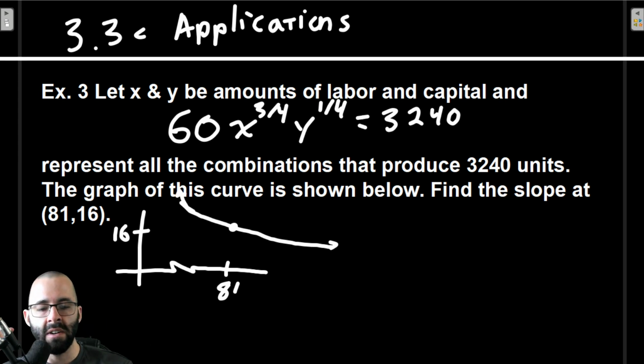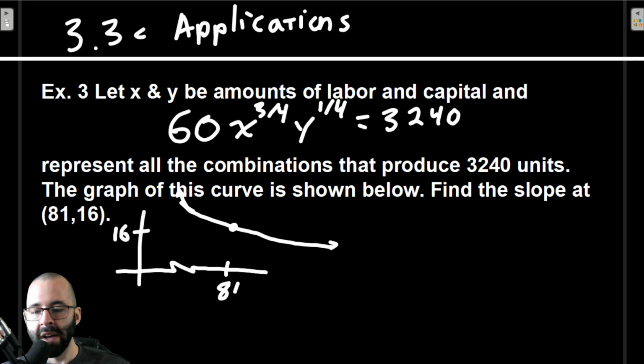So we have this curve here. It's not a function. We have a curve here. That represents all the combinations of labor and capital that will produce 3240 units. And you can see, as we increase X, as we have more labor, Y goes down. We don't need as much pretty things. But if we decrease labor, we're going to need more and more. Y is going to go up. We're going to need more and more fancy equipment or whatever.